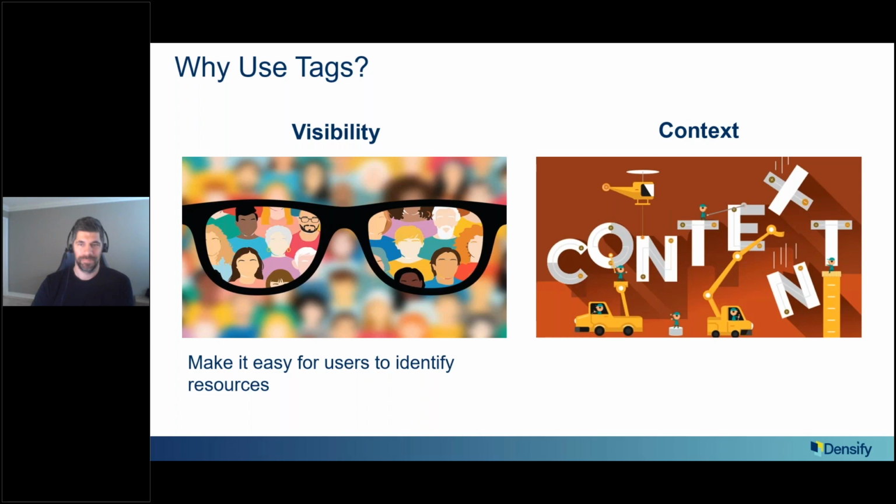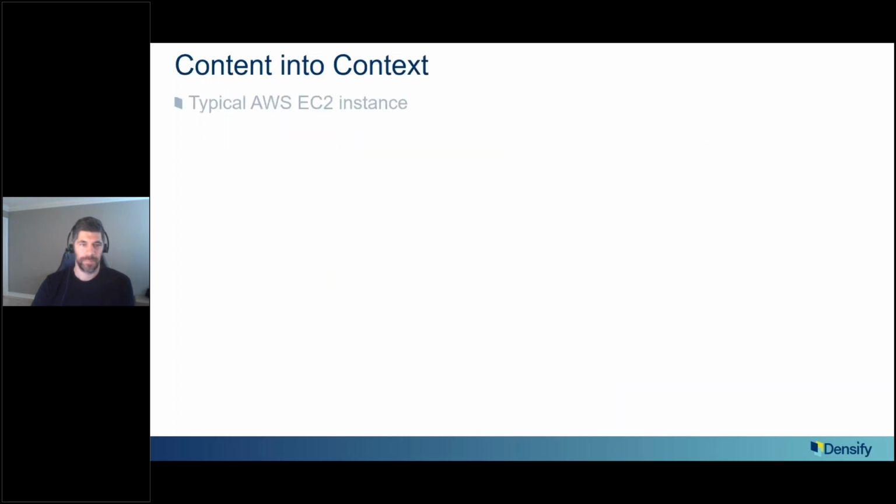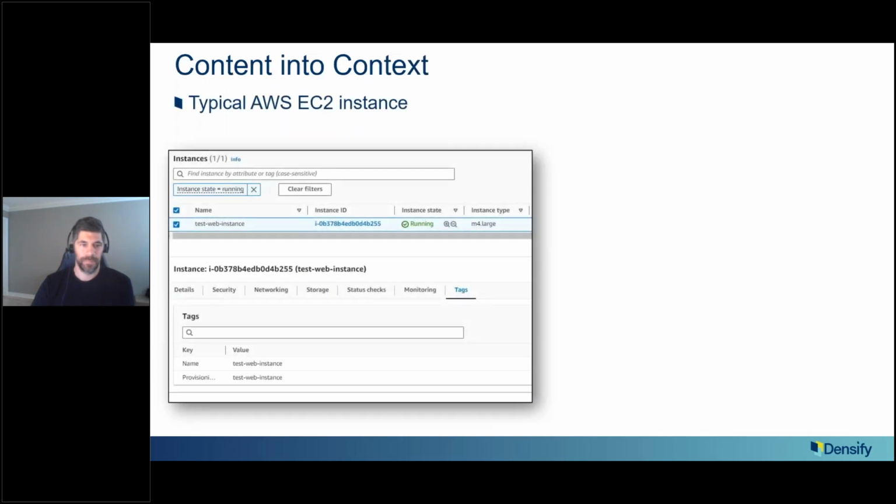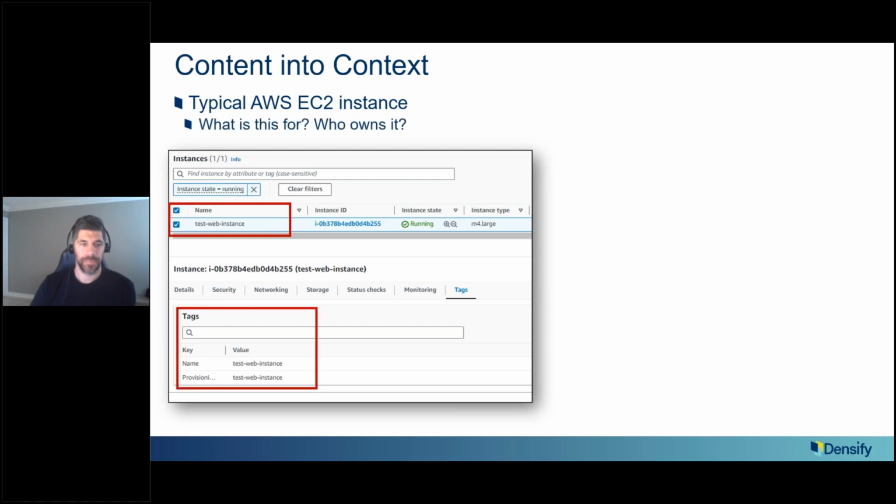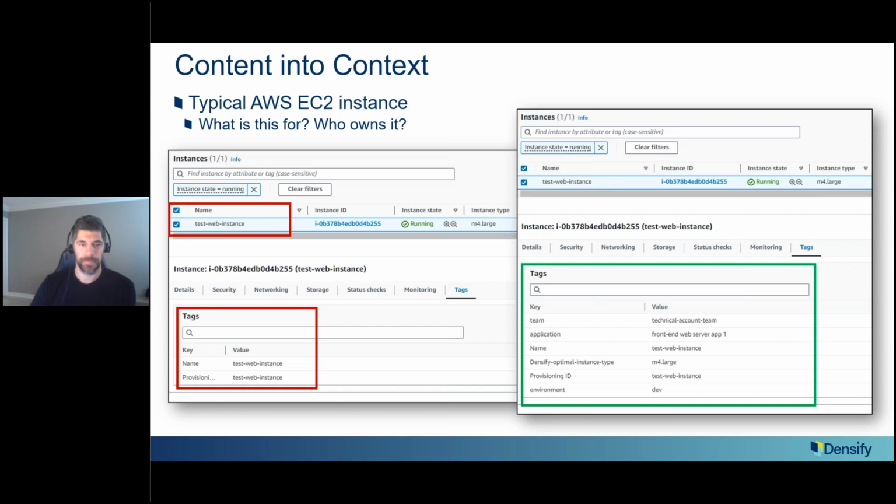So that's critical. Turning that content into context, here's an example where we've got an EC2 instance that doesn't have any specific tagging information out of the box. And then once you add some additional information, all of a sudden, now I know exactly who it belongs to, the application it's running, and the environment, and the instance type it's running on. So now I can actually do something with this information.